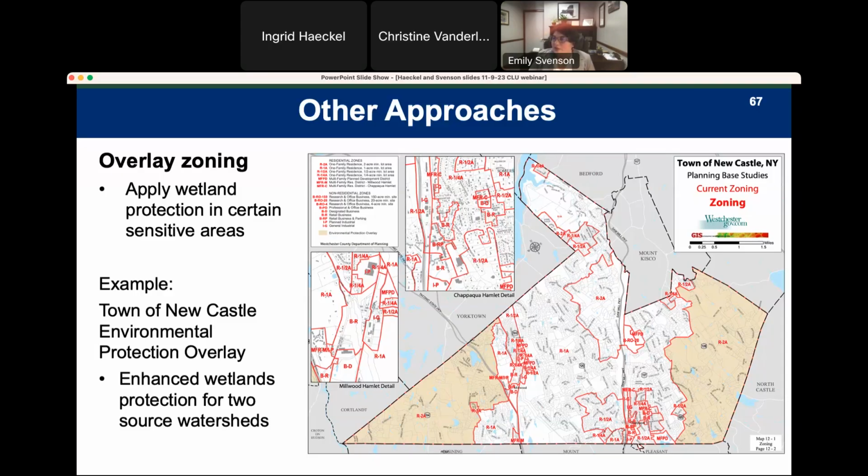So if a project is proposed within the environmental protection overlay area, it has the regular zoning requirements, but then it also has an extra set of wetlands protections in those areas. So they weren't ready to do or didn't see the need to do expanded wetlands protections townwide, but they did want to have expanded wetlands protections in areas that drain to the drinking water sources.